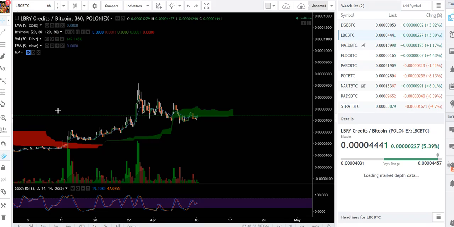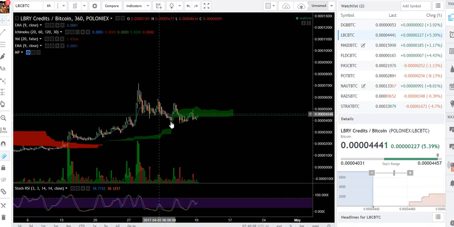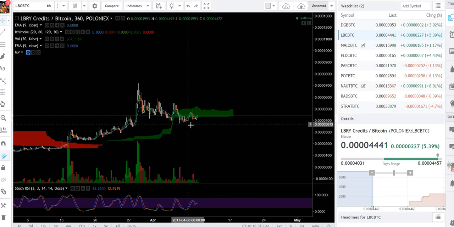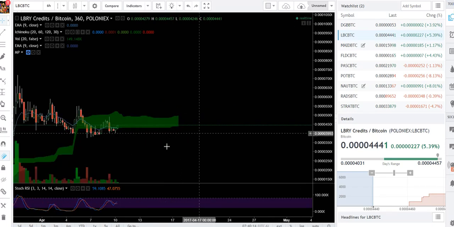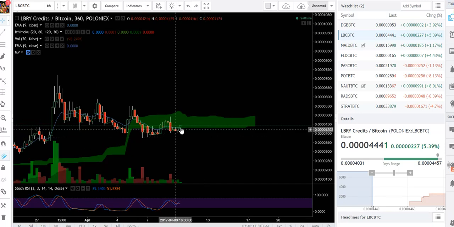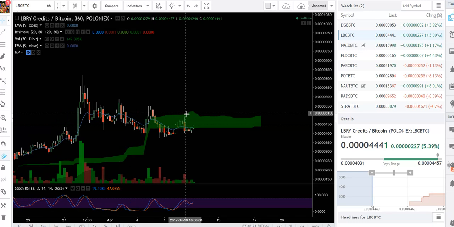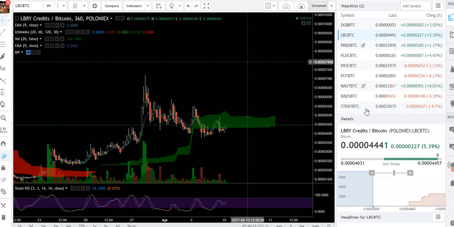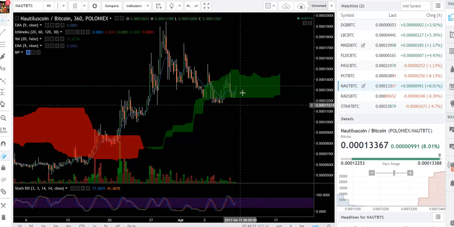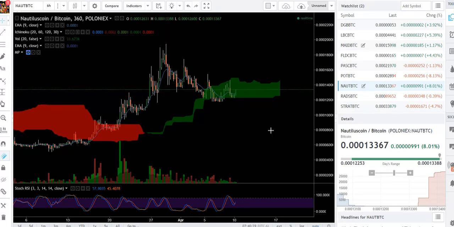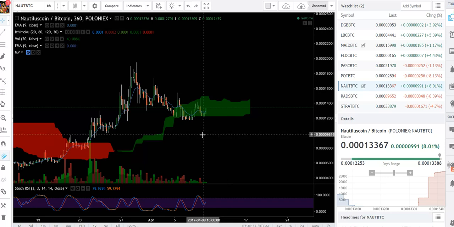Okay, look, this thing fell down below the cloud here when it had its little retracement. But look what it's trying to do on the 6 hour crossover here. This thing's trying to work its way back up above support. So now here's an indication. I bet if I look at Nautilus coin, it's doing the same thing. Yep, same thing.